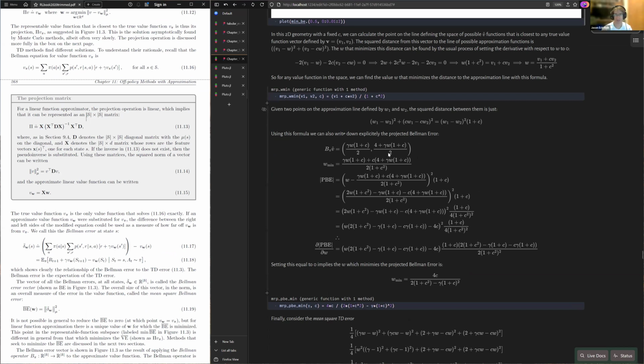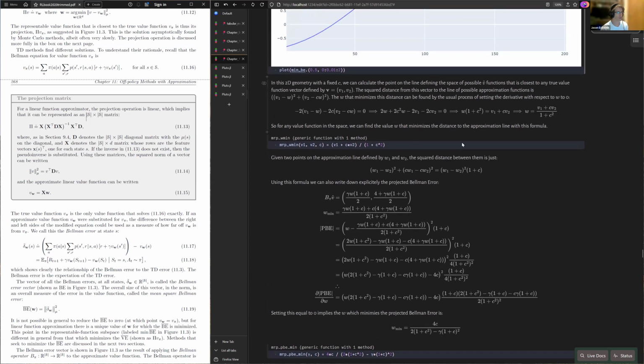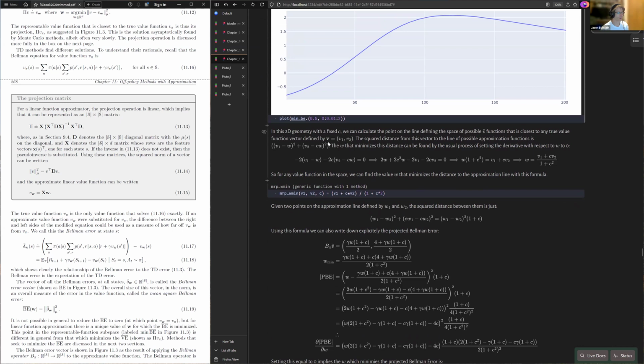But in the simplified case of just the 2D geometry that I have, it's pretty easy to calculate what the projection operator is. Because we have some point in the 2D space, V1 and V2, and then we just want to know, if we select a point on the line, what is the distance between that point and the true value? And the point on the line is W and CW. So this expression is just the distance between the two. And to see what the projection operator is, we just want to minimize this distance.